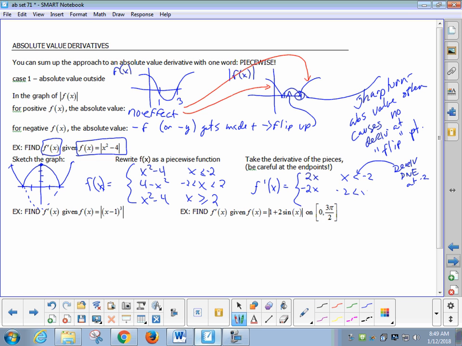Negative 2 less than x less than 2, and then the final derivative is 2x. And if you think about that, that also works. Are you with me? Okay. Try this one on your own. And then the last one's pretty hairy.